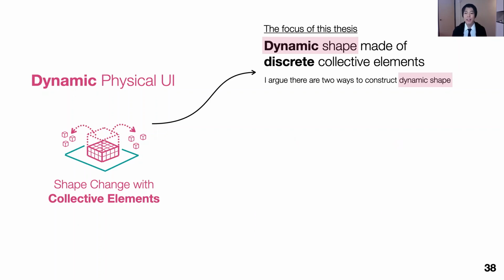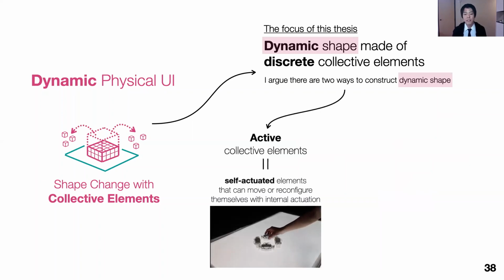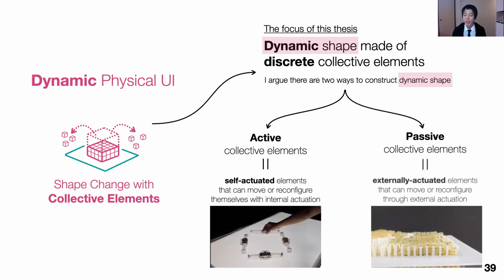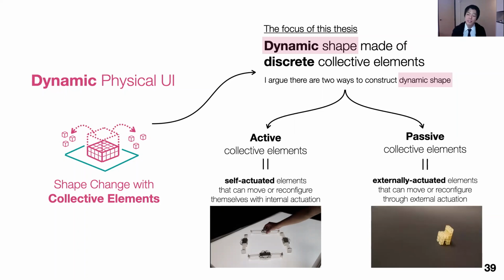And here I argue there are two ways to construct dynamic shapes. One is using active elements, which are self-actuated elements that can move or reconfigure themselves with internal actuation. The other is using passive collective elements, which are externally actuated elements that can move or reconfigure through external force or actuation.